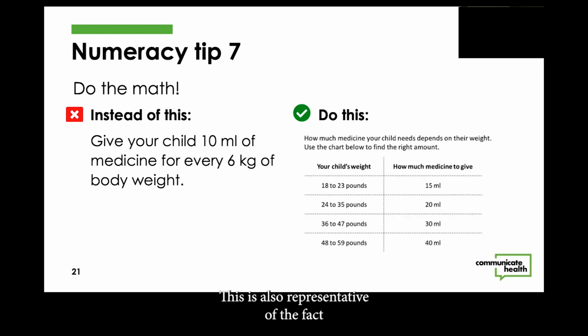This is also representative of the fact that when we're asking people to do calculations, sometimes that might actually be a safety risk. While it might seem like simple math for you or for some people to do that, calculate the 10 milliliters for every 6 kilograms of weight, that is not for some people. And we don't want to take a chance that someone will make a mistake doing that math. We want to make it real clear for them. If your child weighs this much, give them this much. If they weigh this much, give them that much, that kind of thing. So real simple, don't make your audience do math.